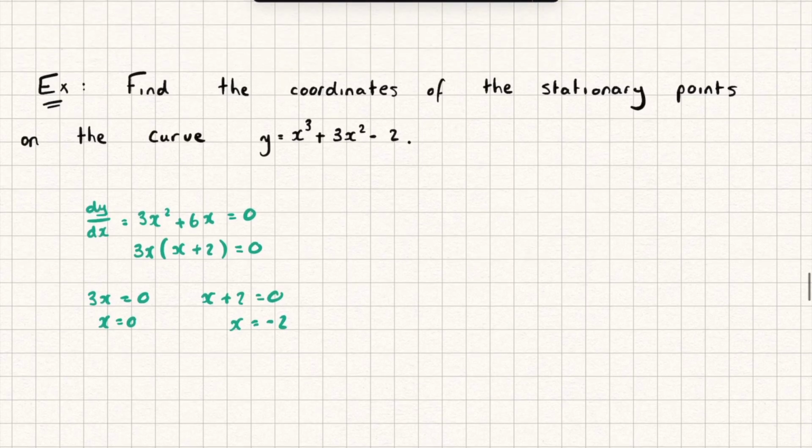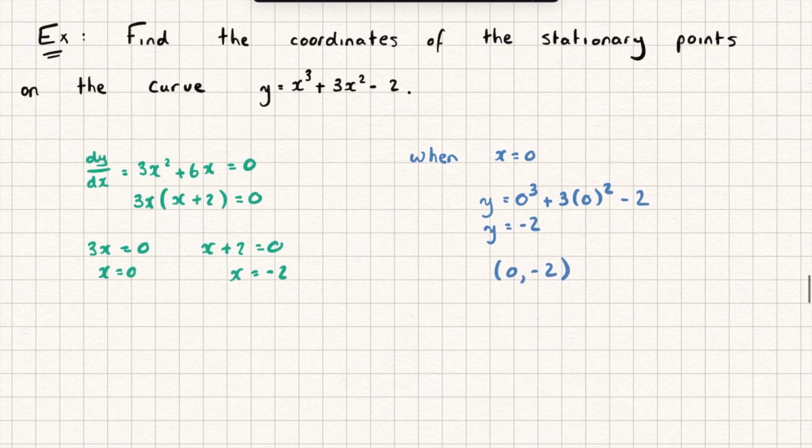So we want to find the coordinates of these stationary points, which means we also need to find the y coordinates. To do that, all we're going to do is take our x values and substitute them back into the original equation of the curve here. So when x equals 0, y is equal to 0 cubed, which is 0, plus 3 times 0 squared, which is also 0, minus 2, and so y is equal to negative 2. So that's one of the stationary point coordinates.